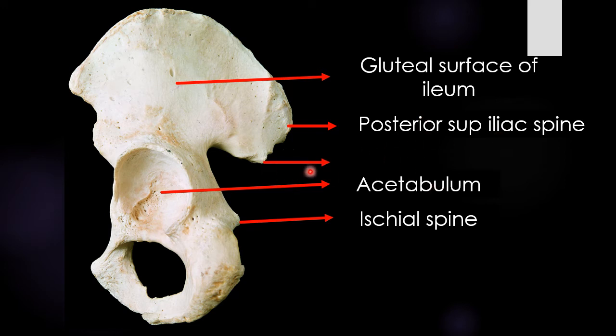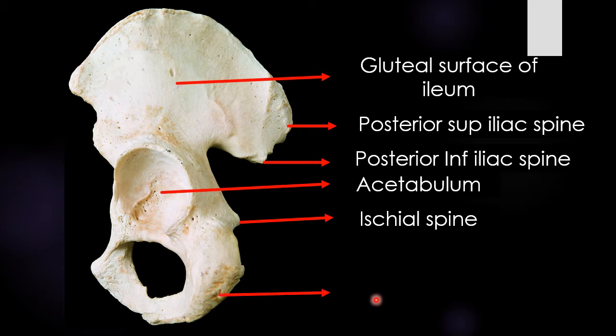Then below that one is the posterior inferior iliac spine. Then moving below this ischial spine, just below the ischial spine, you can identify a small notch. That notch is called the lesser sciatic notch. And then posterolaterally, we can identify the roughened area.